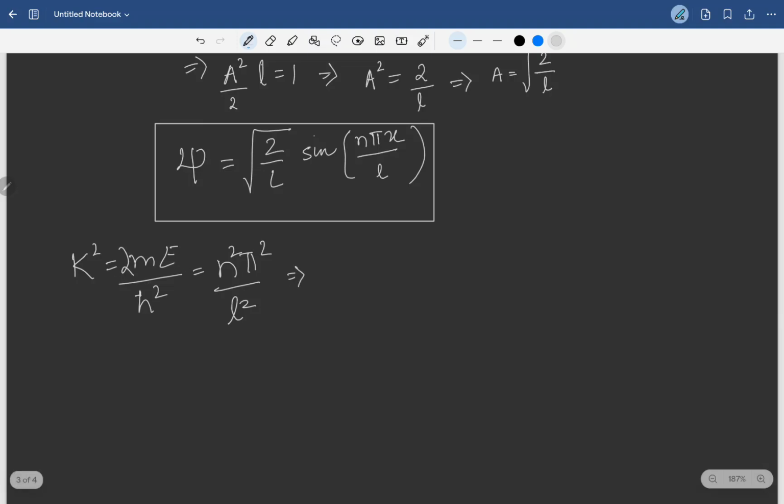What happens? Take this here and this here, we get E is equal to n squared pi squared h cut squared divided by 2m L squared. For the generalized formula, take En is equal to n squared pi squared h cut squared divided by 2m L squared. So this is also an important formula.